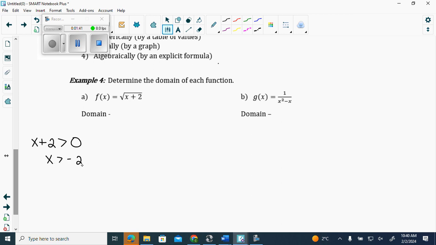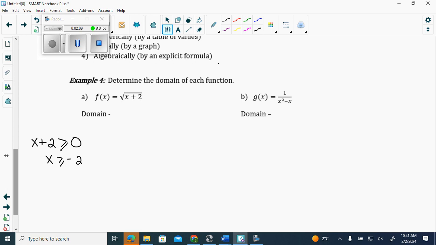So if I put in anything greater than negative 2, I plug in a negative 1. I get negative 1 plus 2, I get 1. Square root of 1 is 1. That's good. If I don't know if it's equal to, I just plug in what it's equal to and see if that works too. So I plug in negative 2. Negative 2 plus 2 is 0. Can I take the square root of 0? Yes. So it can also be equal to negative 2, correct? It also is greater than or equal to 0. Anything underneath a radical sign can be positive and it can be 0 because you can take the square root of 0.